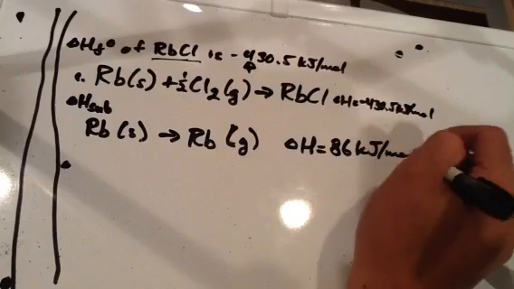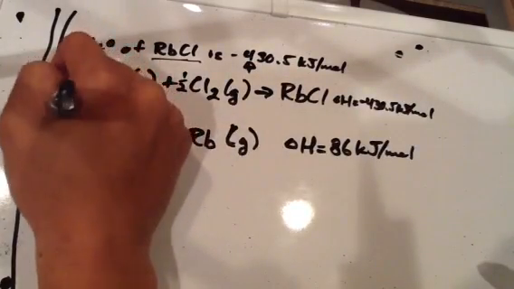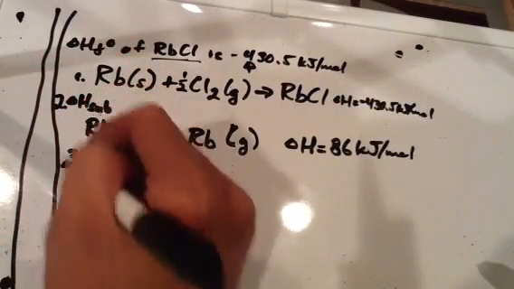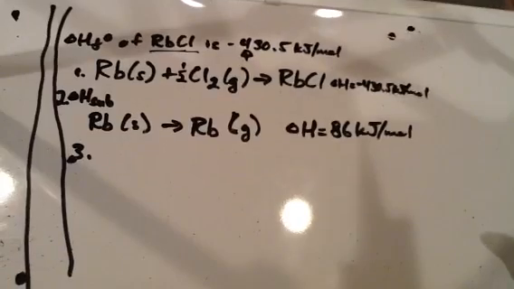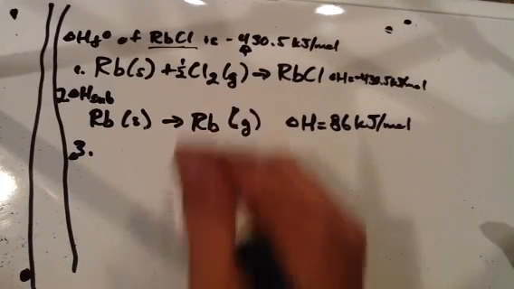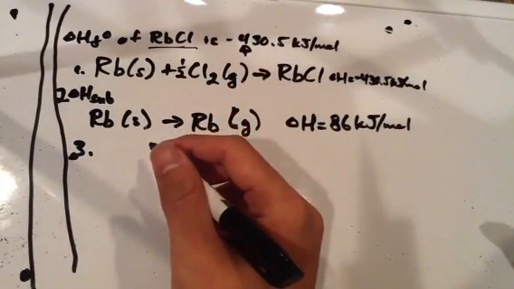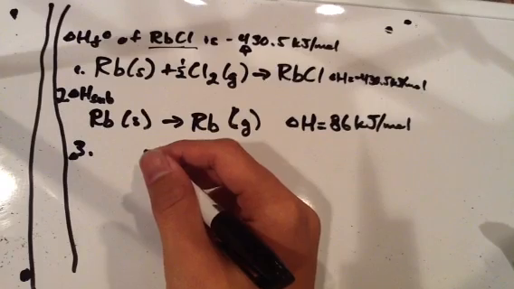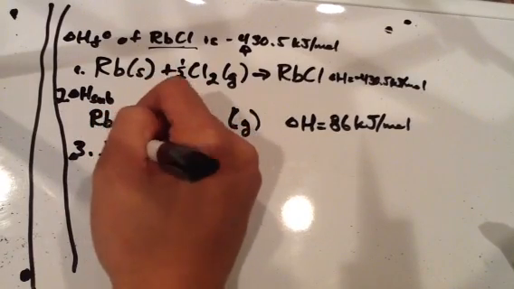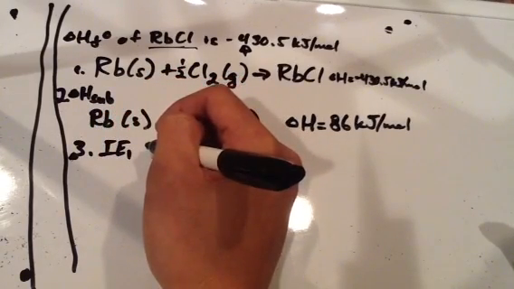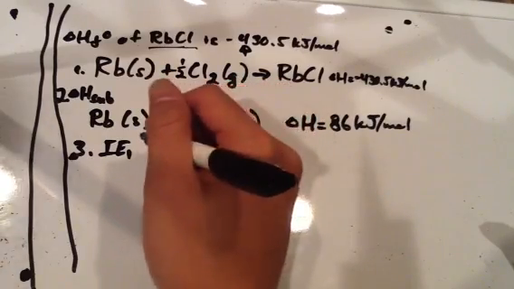The third piece of information I'm given here, and this is still a little wonky, I have to really get the hang of this, is my first ionization energy, so that's IE1 of rubidium is 402 kilojoules per mole. So how do I do that?